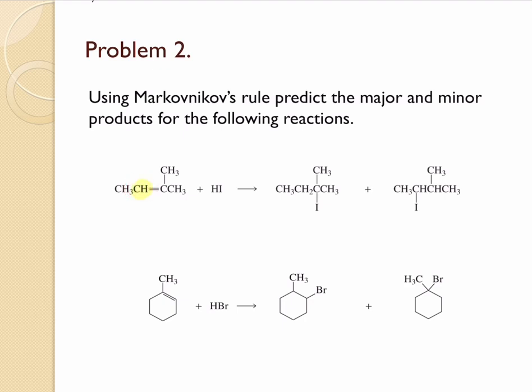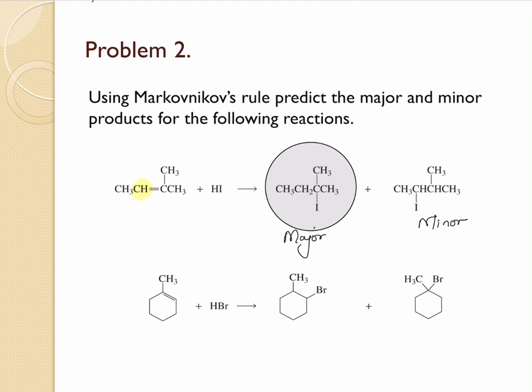And the iodide ion is going to go onto this carbon, right? So the major product is going to be this. This is a major product, and this one is the minor product.